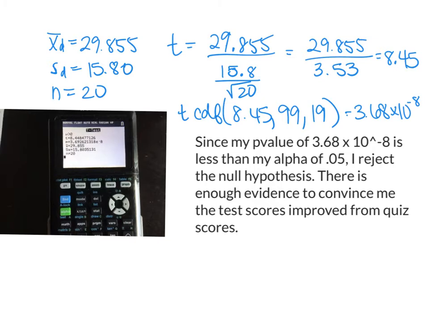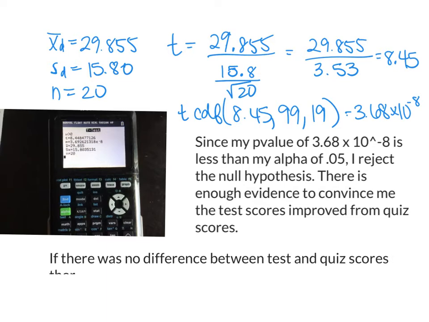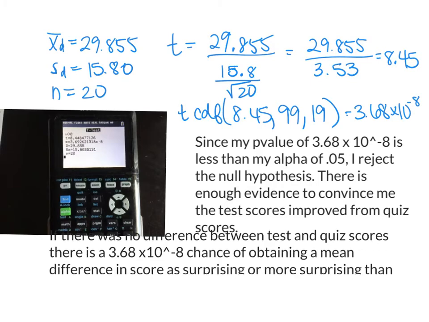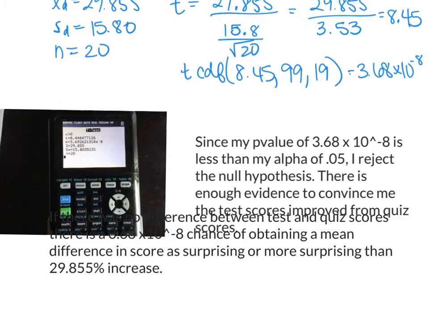Okay, and then if there was no difference between test and quiz scores, there is a 3.68 times 10 to the negative 8 chance, that's pretty small, of obtaining a mean difference in score as surprising or more surprising than 29.855% increase. And we'll just move some of this stuff up so we can see it all.